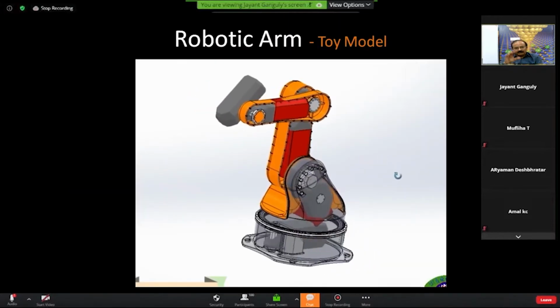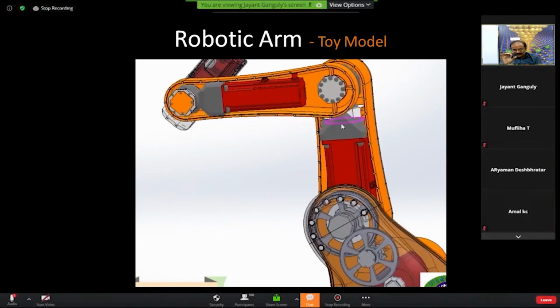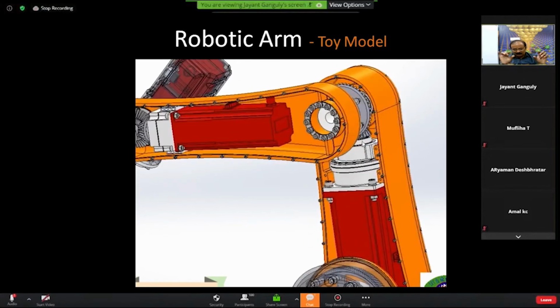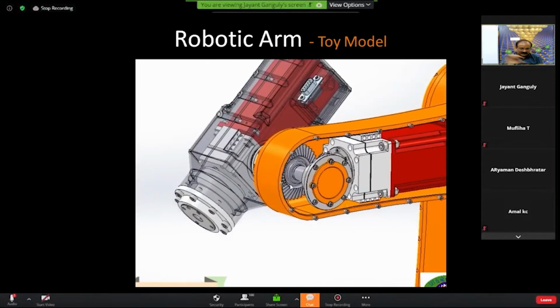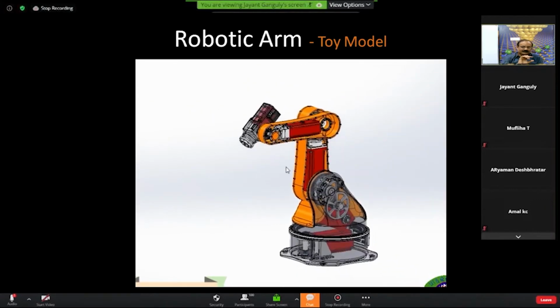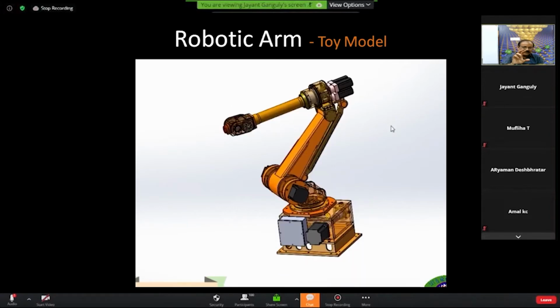So before we move on, we will just discuss something about a toy model. You can see what a robotic arm is. A robotic arm is something like an arm which has, say, two different links. People call them the wrist and the elbow links, and they have different degrees of freedom.